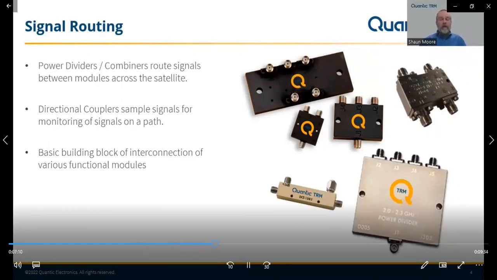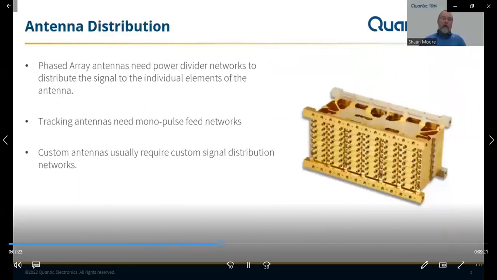And really, I think that this is a part that we really can excel at, building these sorts of components. Now, how about antennas? Sure. Now, antenna feed networks are another big piece of signal routing.